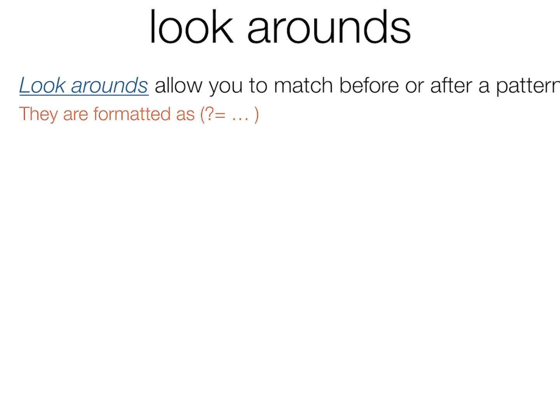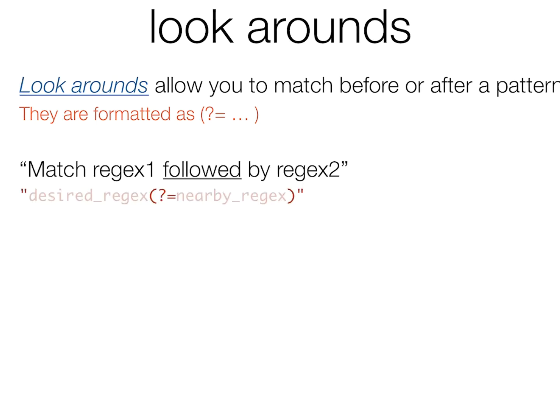They're always formatted like this. They look like a group followed by a question mark followed by the equal sign by whatever your regular expression is. Okay? For example, if you wanted to match a regular expression that's followed by something, but not the followed by regular expression, it would look something like this. The regular expression would begin with the desired regular expression, and then it would have the open parentheses, question mark, equal sign, followed by whatever the regular expression is that should follow it, okay? Now, the match that you're going to get here is not going to include that nearby regular expression. It's only going to include the desired regular expression.